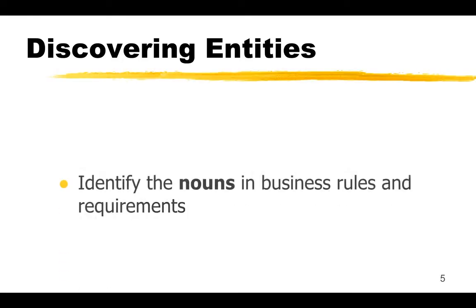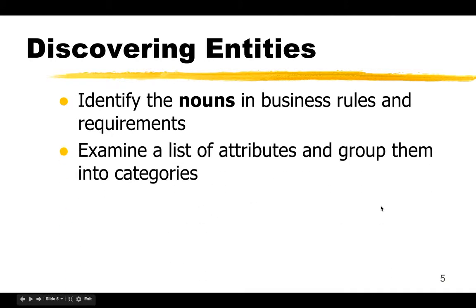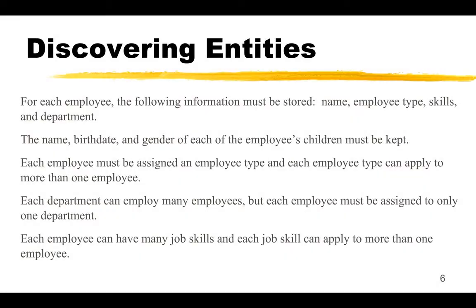So how do you discover entities? Well, basically, identify the nouns in business rules and requirements. Look for nouns, and hopefully different things will pop out at you. The next thing to do is examine a list of attributes and group them into categories. You can have a lot of different things that may be attributes, and you wonder how they can become an entity. So let's take a look at discovering entities, and for yourself, go ahead and read this for a couple of seconds and see what kind of entities you can come up with.